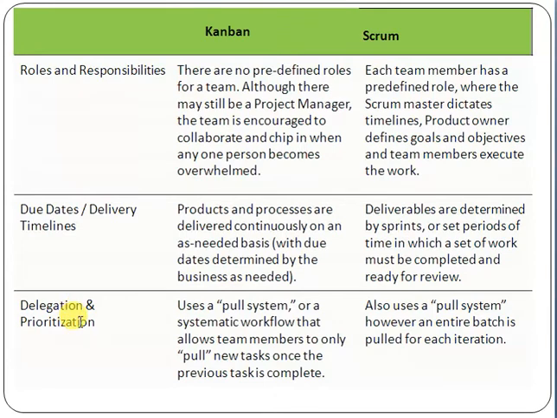Delegation and prioritization. Kanban uses a pull system, a systematic workflow that allows team members to only pull new tasks once the previous tasks are completed. Scrum also uses a pull system, however an entire batch is pulled for each iteration. There is a concept of iteration, which is the concept of a sprint, a 3 to 4 week time period here.